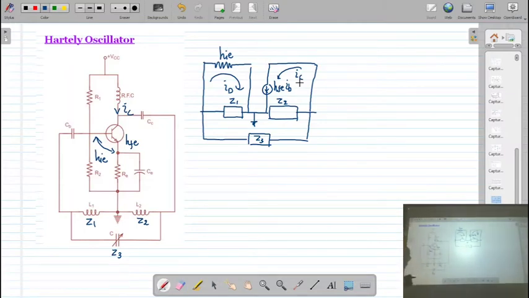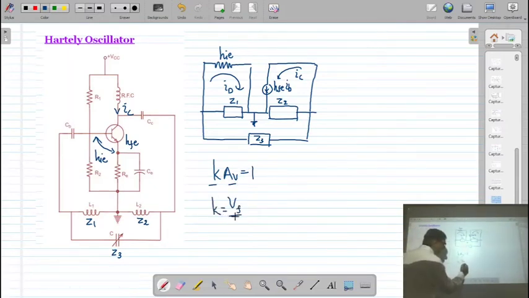Now for the frequency of oscillation, we have to satisfy the Barkhausen criteria, that is, KAV is equal to 1. This means we have to calculate the feedback factor and the gain of the amplifier. Now, feedback factor means what? It is the ratio of the feedback voltage to the output voltage. Correct? So where is your output voltage?